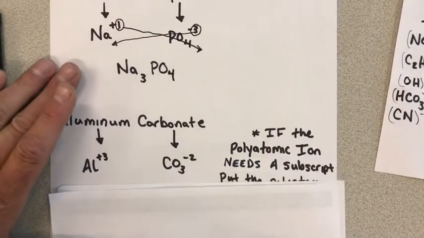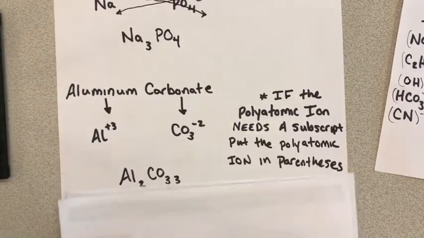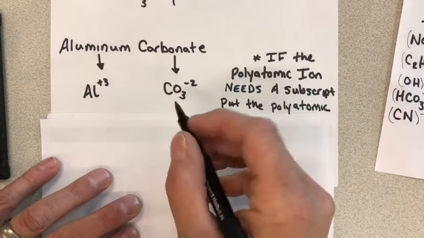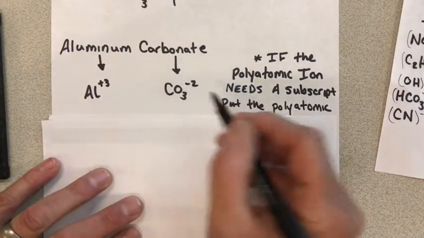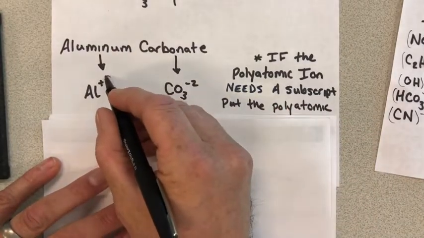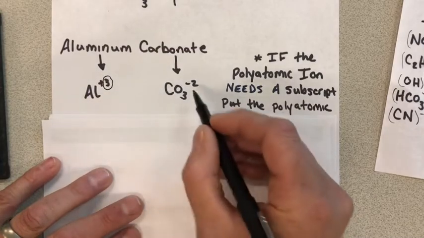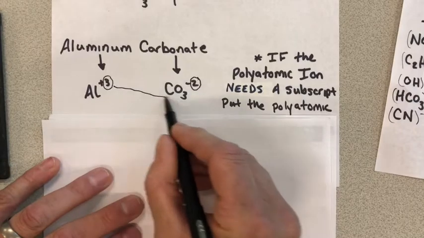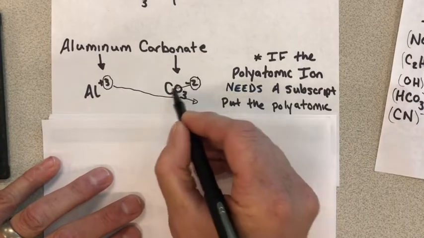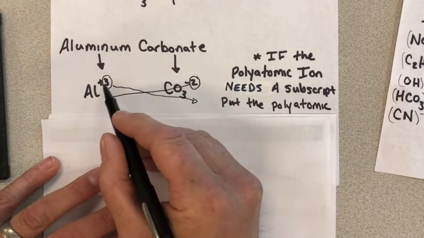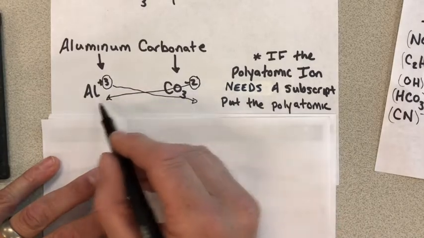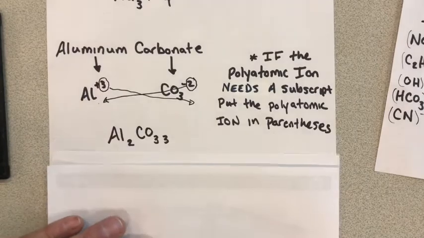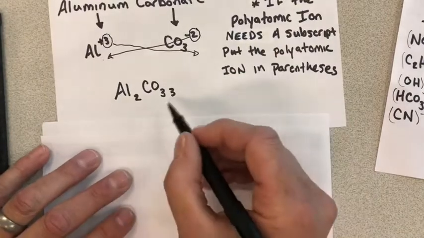Now, here's an example where we have the need for parentheses. So let's put together aluminum carbonate. We're going to do the same thing we did before. Here's the aluminum and the carbonate oxidation numbers. We're going to follow the switcheroo rule, and we're going to move the oxidation numbers into the subscript position. And then what we end up with is something that looks like this.